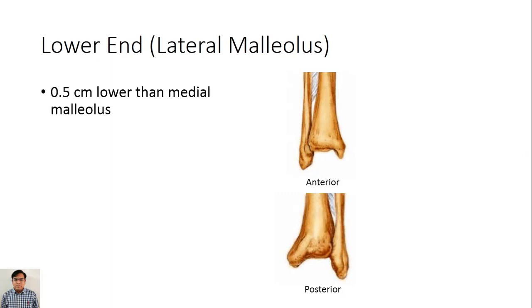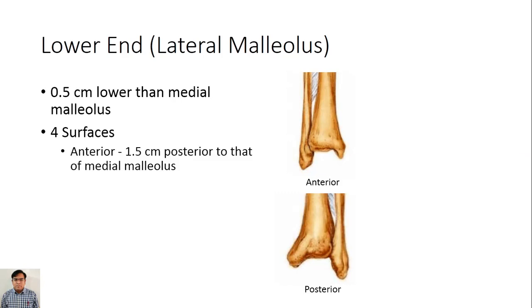It is 0.5 centimeter lower than the medial malleolus, as you can see in this photograph. It has four surfaces: anterior surface, posterior surface. The anterior surface is 1.5 centimeter posterior to that of the medial malleolus, and the posterior surface has a groove which lodges the tendons of peroneus longus and brevis.